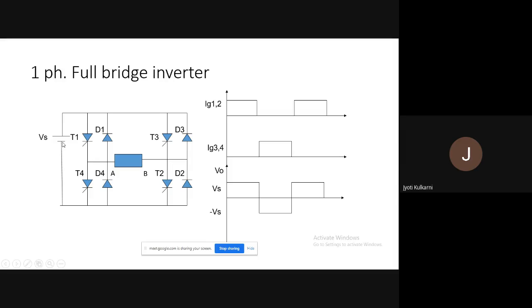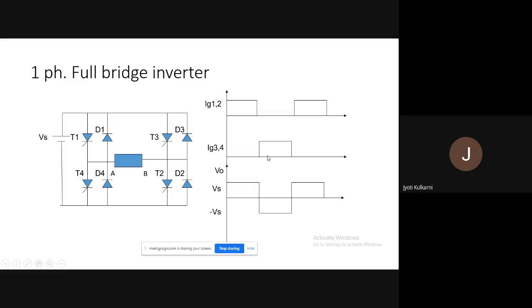So how much is the total voltage we are getting between A and B? The total voltage we are getting is Vs. And what is the polarity of that Vs? A is positive and B is negative. So assume that when A is positive and B is negative, we will call it a positive polarity of the output voltage.